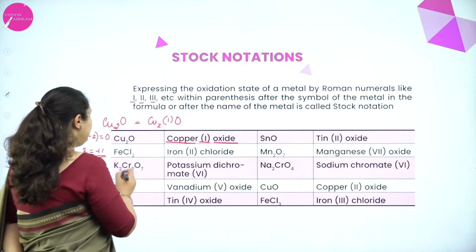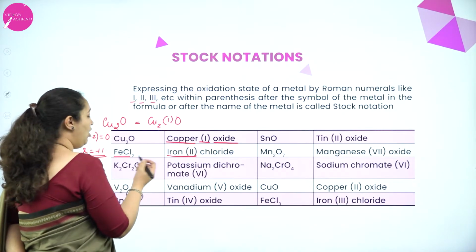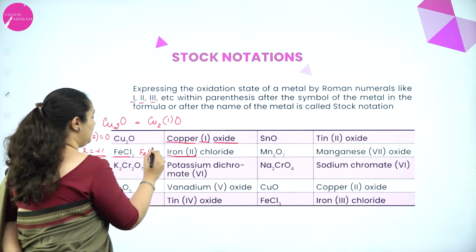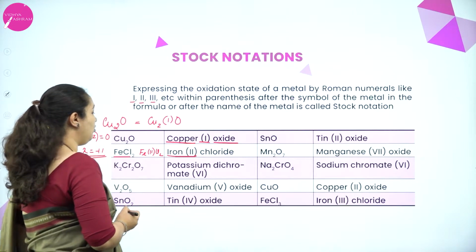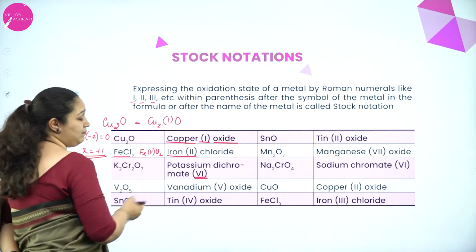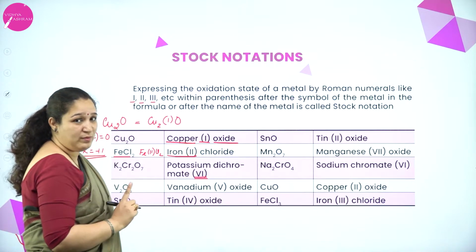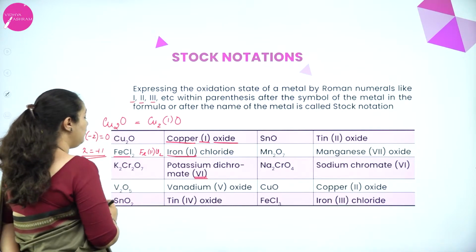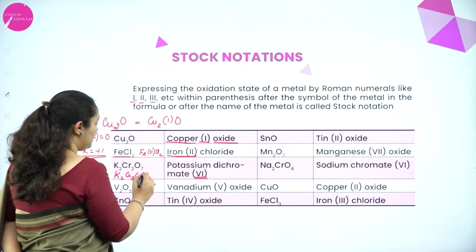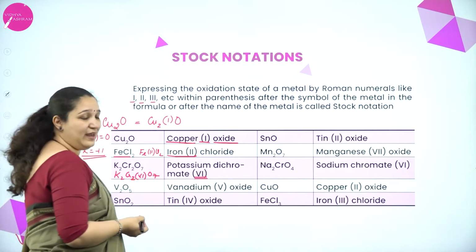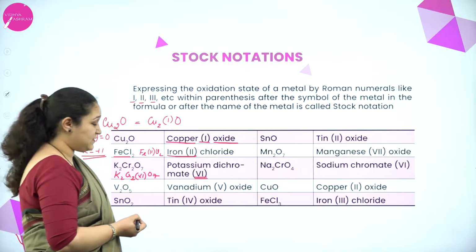Okay, same way FeCl2, iron is in plus 2 state, so iron(II) chloride, or I can write it as Fe(II)Cl2. Okay. Similarly, potassium dichromate, here chromium is in plus 6 state. Already we have done the calculation in the last class. So, I hope you remember how to do the calculation. So, you will be writing as K2Cr(VI)2O7 or in the name also we can write. Similarly, vanadium pentoxide is in the 5 state.